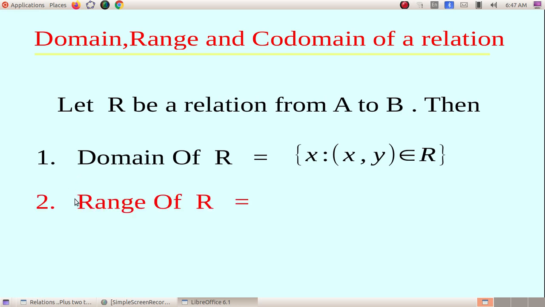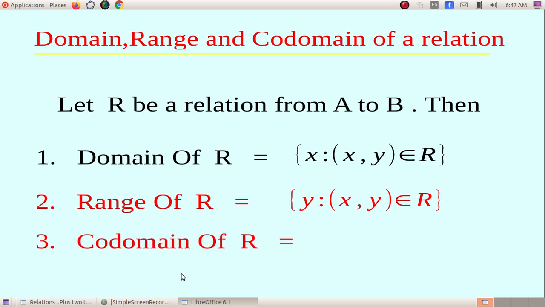Then what will be the definition of range of R? Say along, set of all y such that (x,y) belongs to R. Set of all y, what is y? Second component. Set of all second components in these ordered pairs in a relation are called the range of R. Then what is codomain? To say about codomain, don't bother about the relation, just mention the second set. Codomain of R equals the second set, B. If the relation is from A to B, then B is the second set and the codomain of R is B.